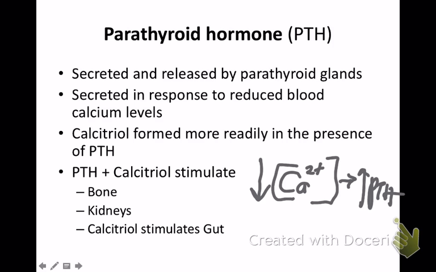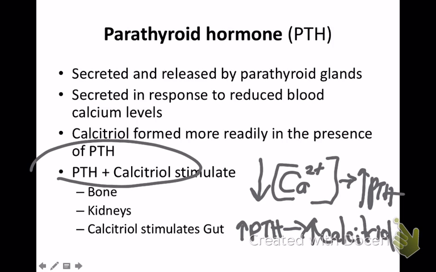What happens when PTH goes up? That causes you to produce more calcitriol. And PTH plus calcitriol stimulates 3 organs. Do you see what they are? Bone, kidney, gut.